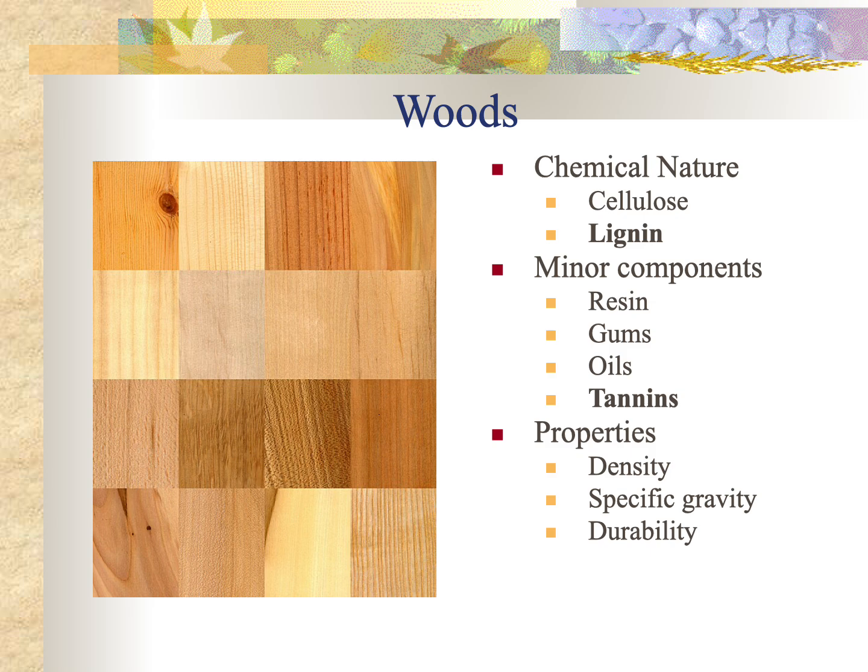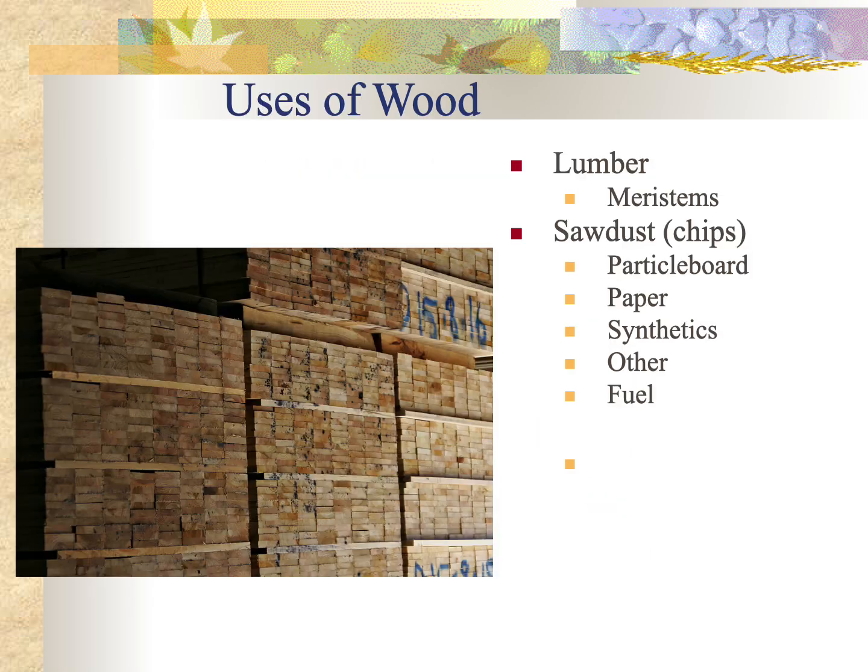Tannins, which are again more organic compounds that may be more common in some trees than others, have been used to tan leather, and they are associated with wood that has good resistance to decay. So oaks have a lot of tannin. Also, wood, depending on its density, how many air spaces are in it, may have high specific gravity. If it's very dense, the chemical components will affect its durability as well.